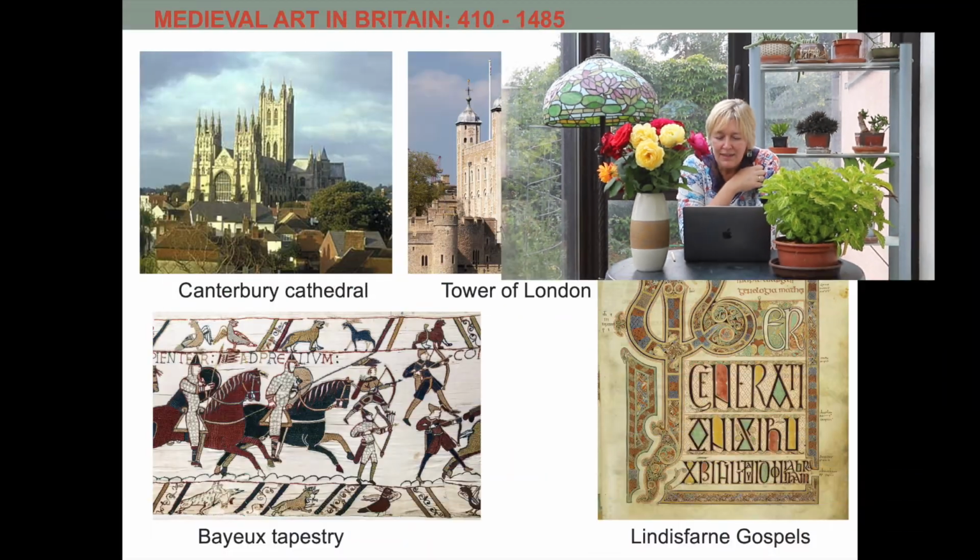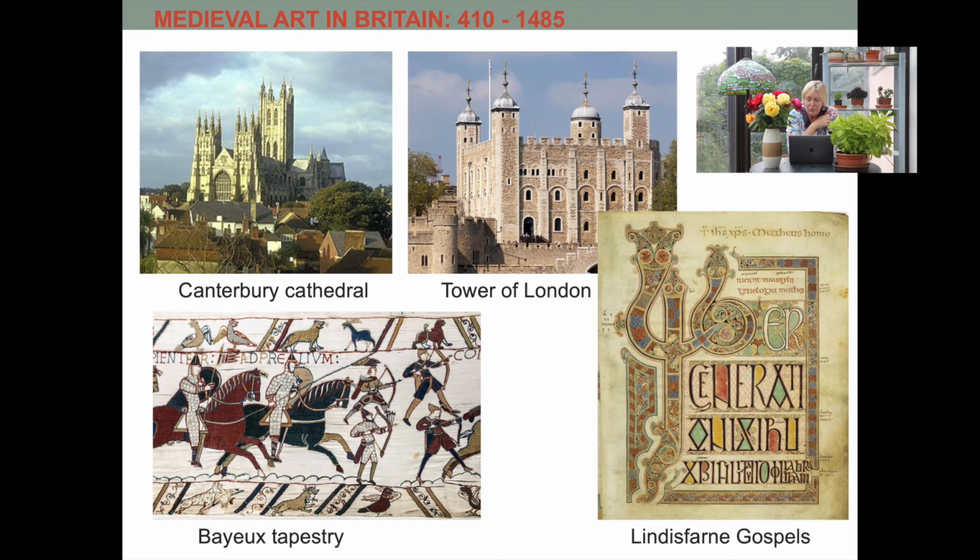The medieval art starts after the Romans go away around the year 410 of the Common Era, and they end with the War of the Roses and the destruction of the aristocracy, especially the royal houses of York and Lancaster, and the coming of the new dynasty, that is the Tudors.